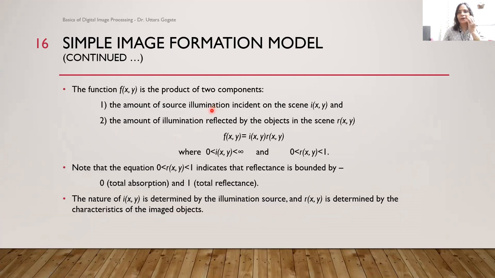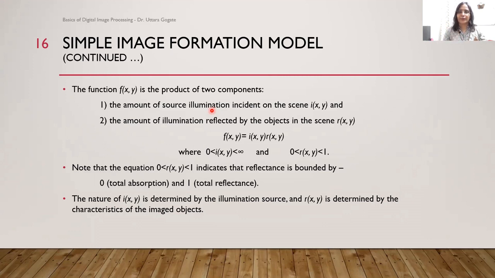Which two components? We have seen that we have to capture the image in the presence of light only. The amount of light which is illuminated on the object, we call it the incident on the scene, and it is indicated using I of x comma y. And the amount of illumination or light reflected by the object from the scene, we call it R of x comma y. If you know the simple theory, the color of any particular object depends on what color it reflects more. For example, green leaves reflect green color more, and that's why you can see the object as a green color.